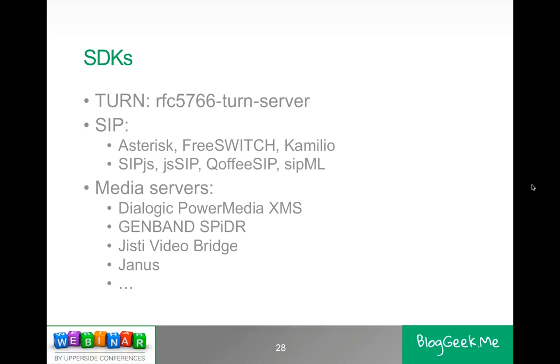Next, there is the media service. If you need things to be done on the media side, then you're going to need some kind of media processing. You can go for the commercial side of the story, like taking the PowerMedia XMS server from Dialogic and licensing that from them, or get a GenBand gateway called Spider if you need to gateway WebRTC into the PSTN world. And then there are open source solutions as well, like the Jitsi Video Bridge that I've seen being deployed a lot lately, or the Janus gateway that is a generic gateway that you can use to connect to whatever it is that you want to connect it to.